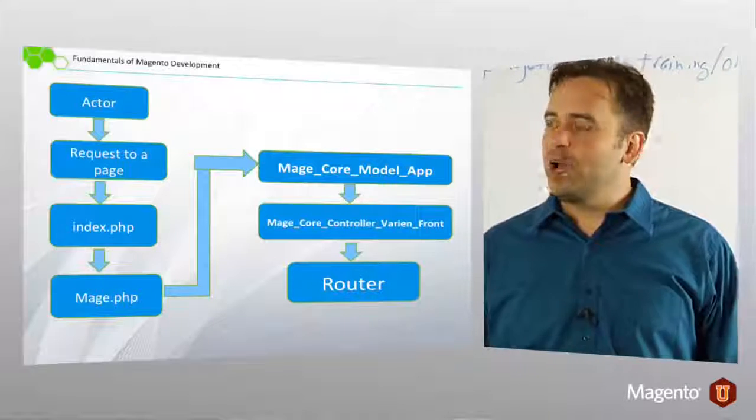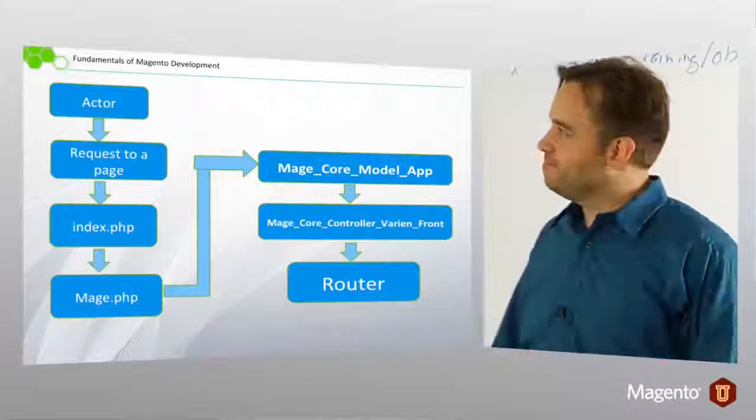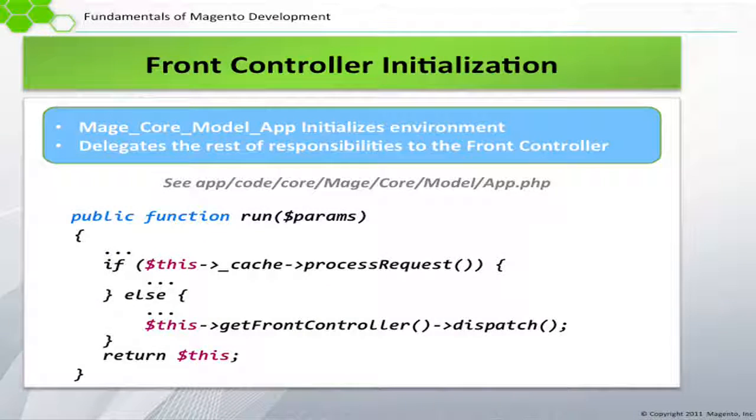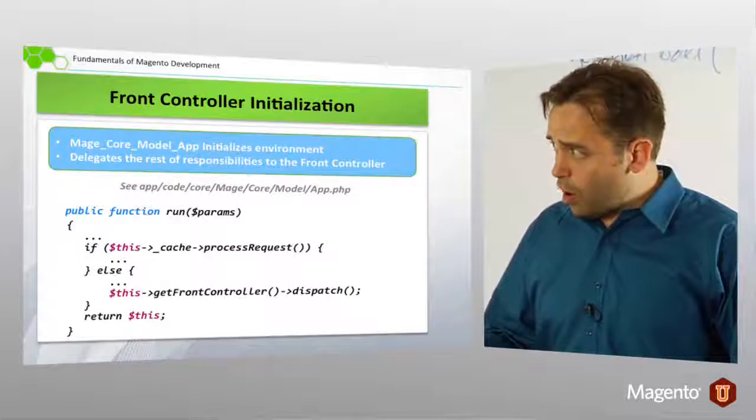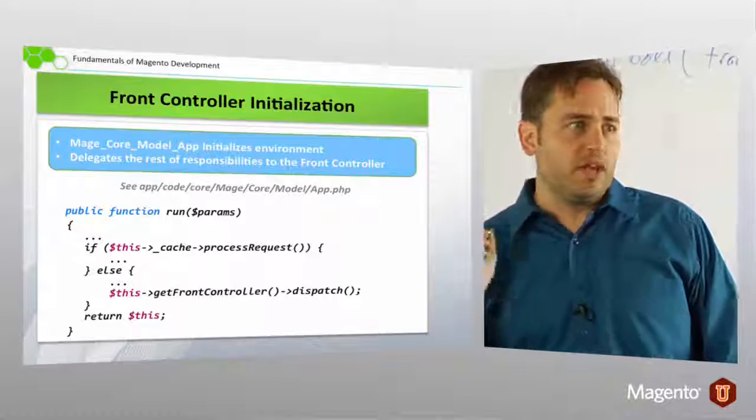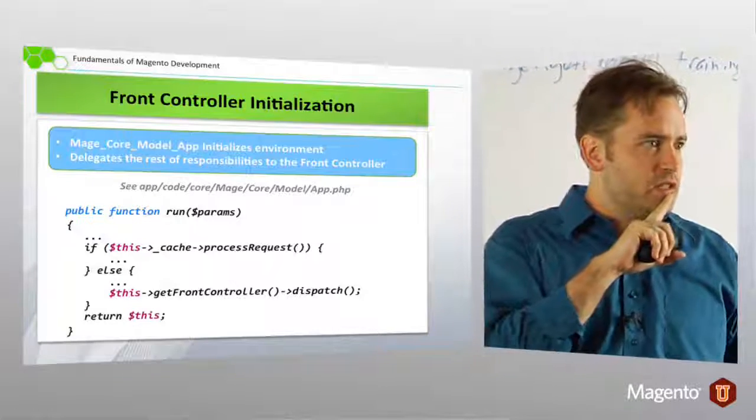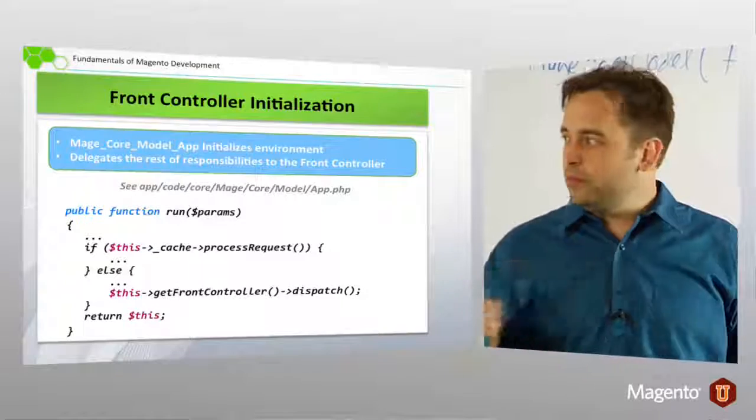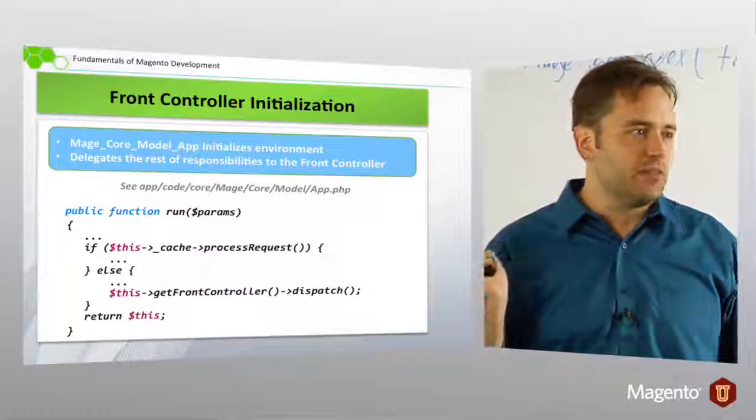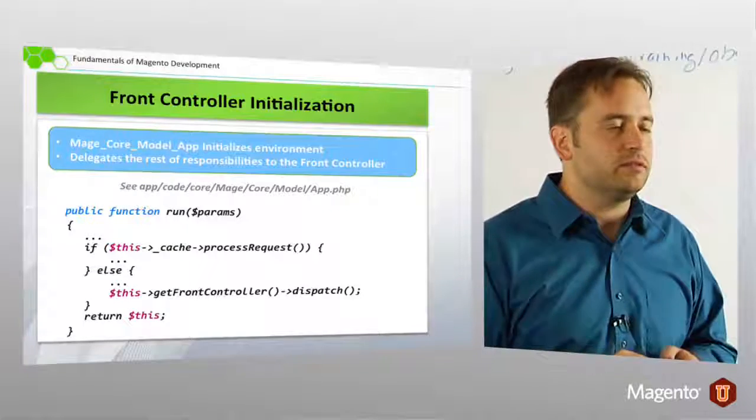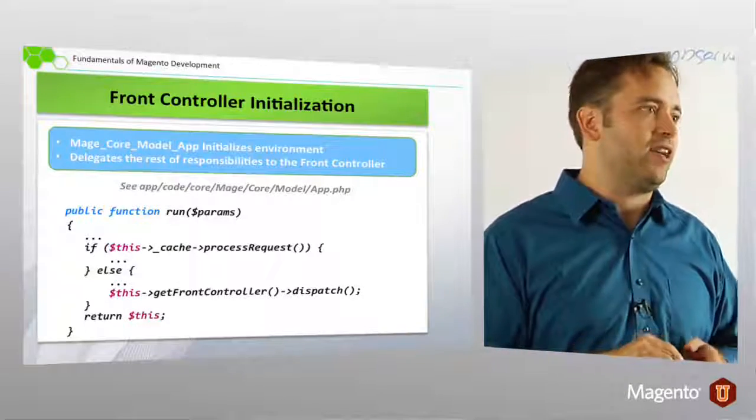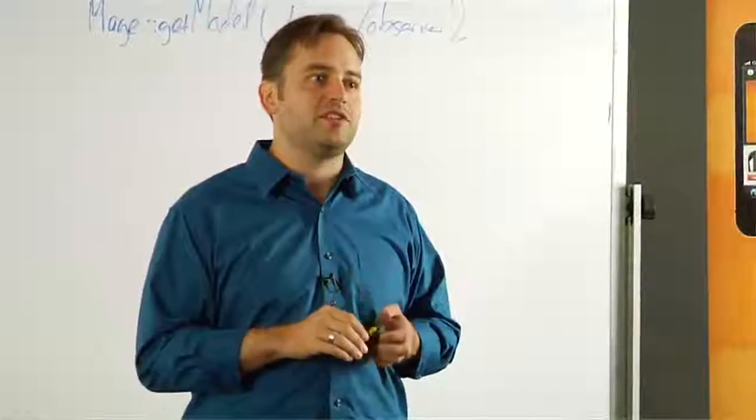Here is another diagram of exactly what I just said. So front controller initialization. So this is in Mage Core Model app. Things to notice here and run are this process request. This is full page caching in Enterprise. So basically, if this method returns something at all, then we don't kick off the routing. We just simply return the content that we have cached. That's why full page caching is so fast.